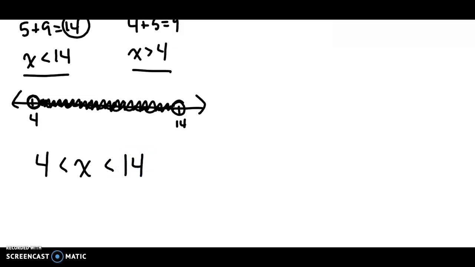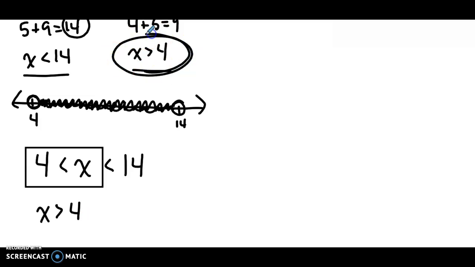And the reason why we're allowed to do that is because if we look at this first part of the inequality, 4 is less than x, we know that that turns around to x is greater than 4. Remember when we were doing inequalities, if you want to change the order, you just have to change the sign, and x is greater than 4 is exactly what we got here.